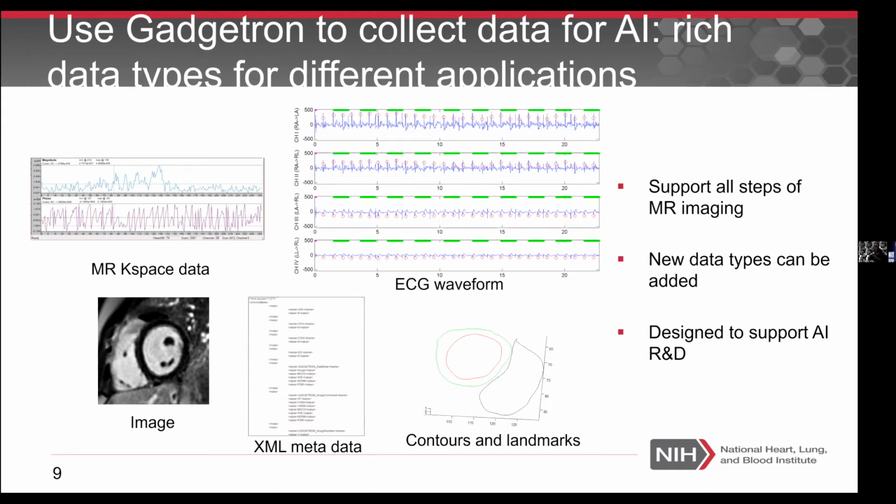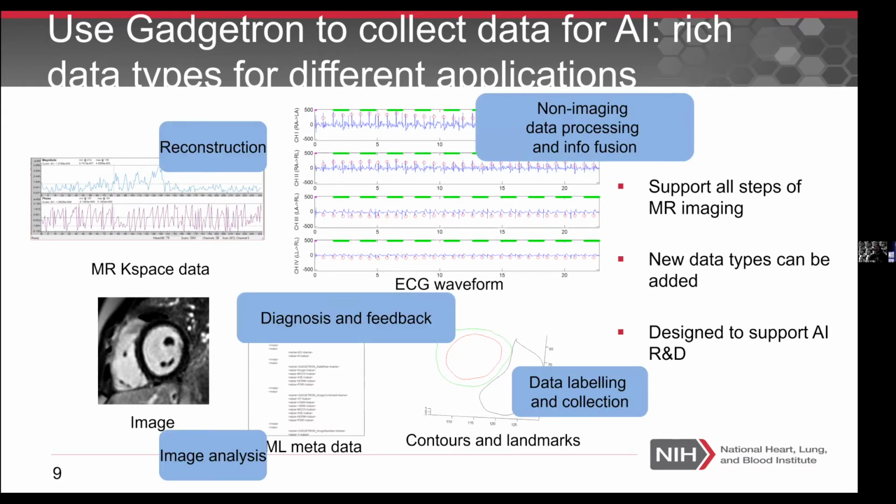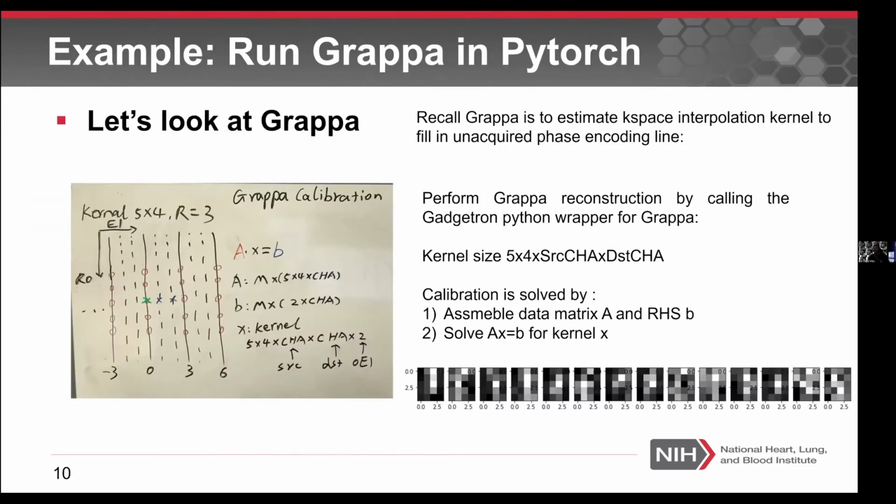One thing we were investigating is using ECG and image for some disease detection. All this can be done in the Gadgetron framework. It's like imagination, not limited. So I will come to some examples. Let's look at one example.